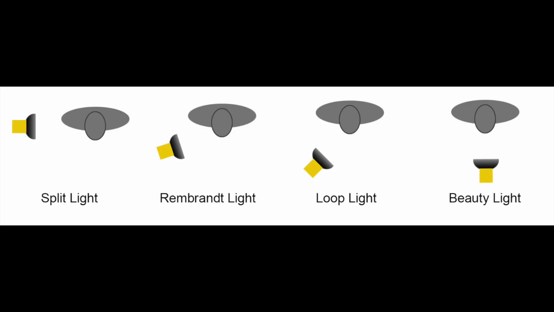In portraits, the most obvious cast shadow is that of the nose onto the face. Where that shadow falls is determined by the position of the light as described by the standard lighting patterns. You have split, Rembrandt, loop, and beauty. Those are the topic for another discussion. Right now we aren't looking at where the shadow falls, but what the shadow looks like.